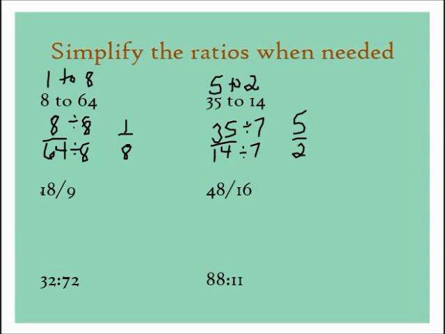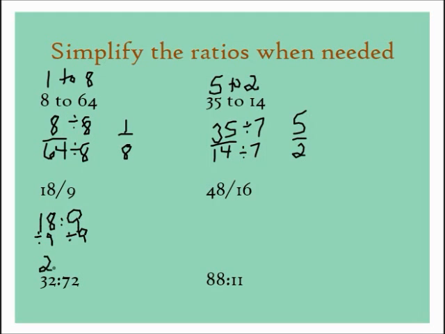Okay, in our next problem we have 18 to 9. So it's already written in fractional form. Again, if you prefer to see it in another form, go ahead and write it that way. Either way, you're going to reduce it to its lowest form. So they're both divisible by 9. So we're going to divide them both by 9.